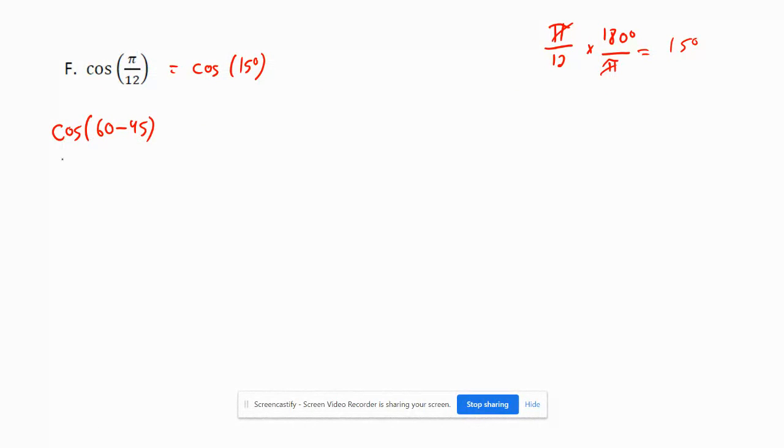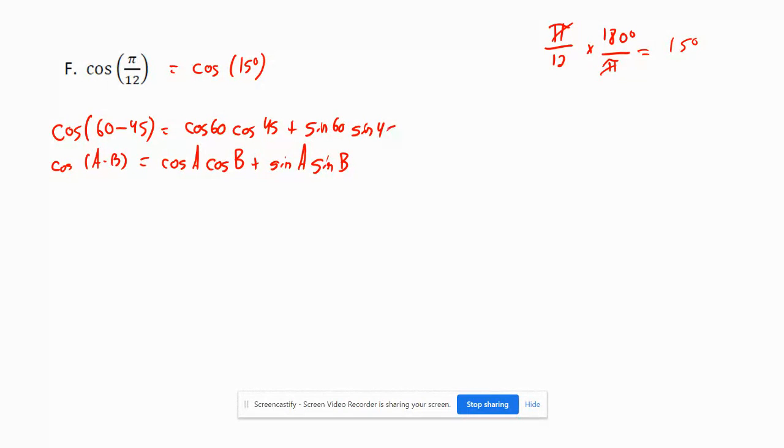So we get cos of A minus B equals cos A cos B plus sine A sine B, equals cos 60 cos 45 plus sine 60 sine 45. Guys, for all the examples like this, they're all going to end up being almost the exact same numbers. The signs, positive or negative, might be slightly different, but it's going to be very, very similar.